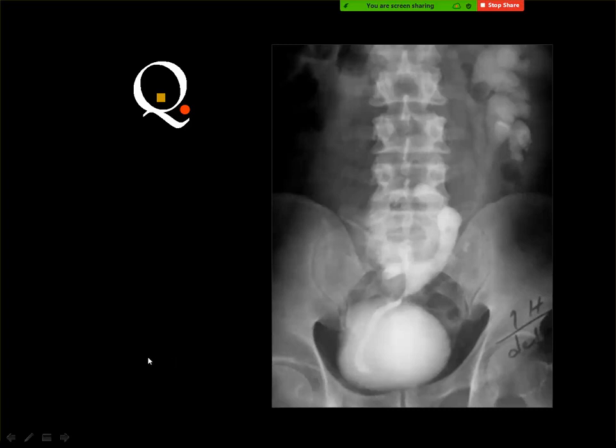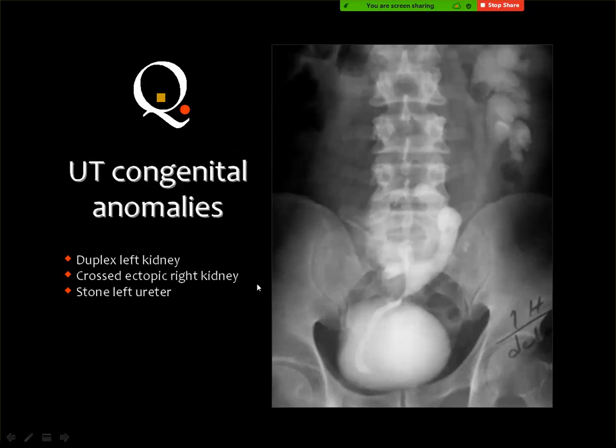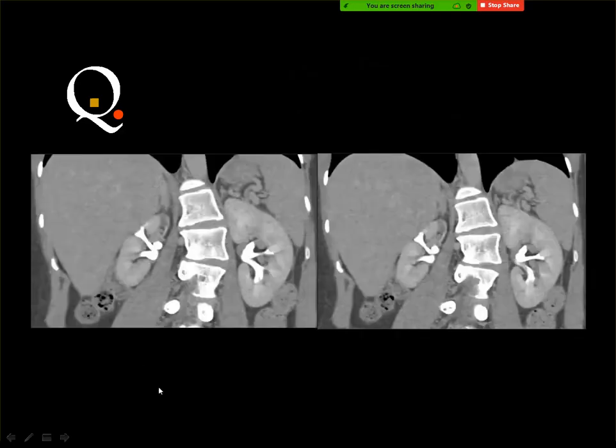Complication in the left kidney. Duplication of the left kidney with hydronephrosis. Do you see the cause? Distal ureteric stone. Yes, and this is a radiopaque stone in the distal part of the ureter. There are three pathologies here: duplex left kidney, crossed ectopic right kidney, and a stone on the left ureter.